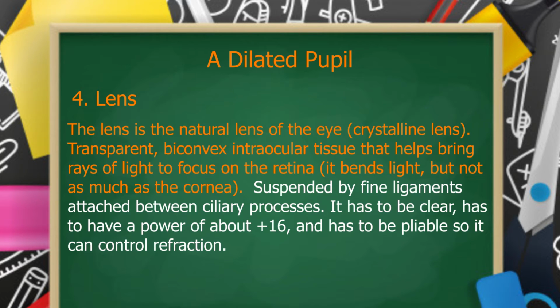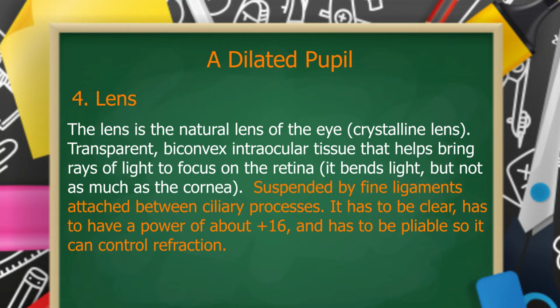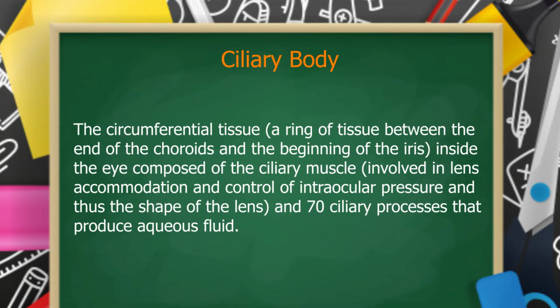The lens. The lens is the natural lens of the eye, which is a crystalline lens, transparent, biconvex, intraocular tissue that helps bring rays of light to focus on the retina, meaning it bends light but not as much as the cornea. Suspended by fine ligaments attached between ciliary processes. It has to be clear, has to have a power of about +16, and has to be pliable so it can control refraction.